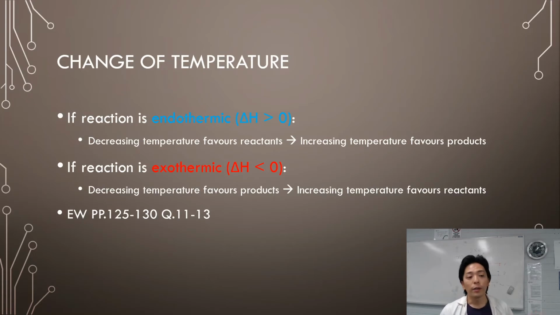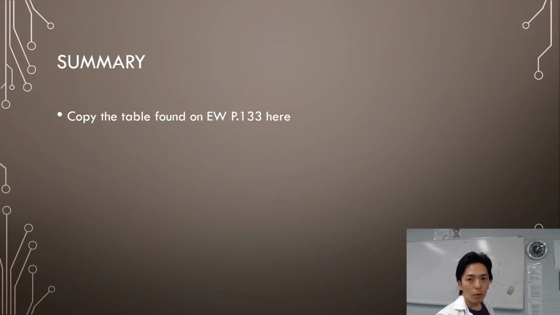If the reaction is exothermic, i.e. delta H value is less than 0, negative sign is being used. Decreasing temperature favors the product, because the reaction creates heat. So if you take the heat away, the reaction would go forward. Increasing the temperature favors reactants, conversely. There are questions that you need to do there, but before then, I should talk about graphs, how they look like.